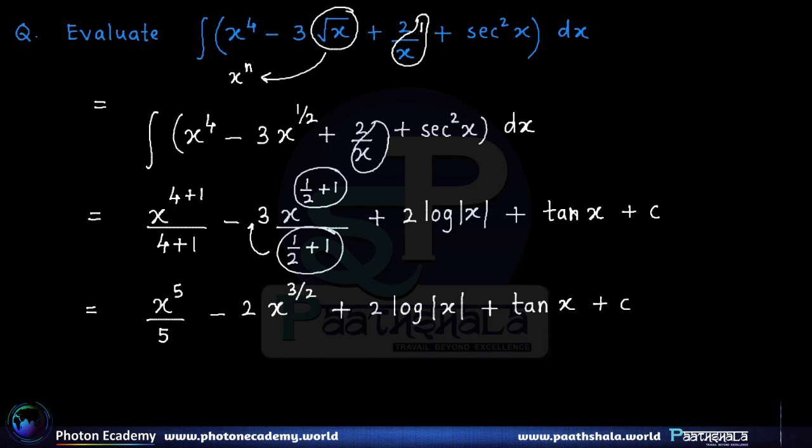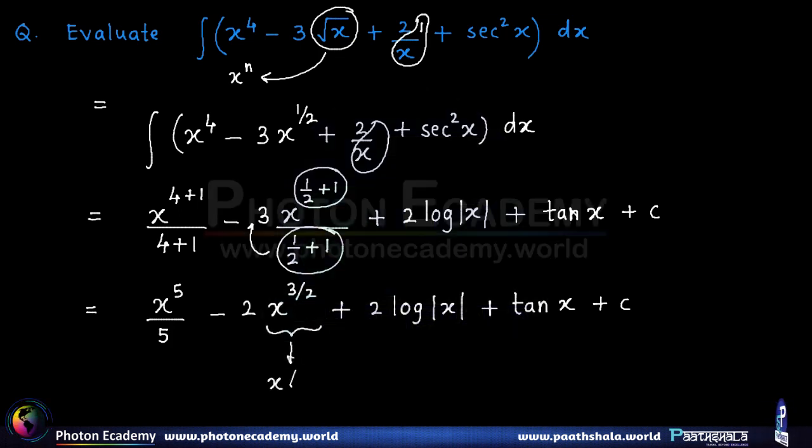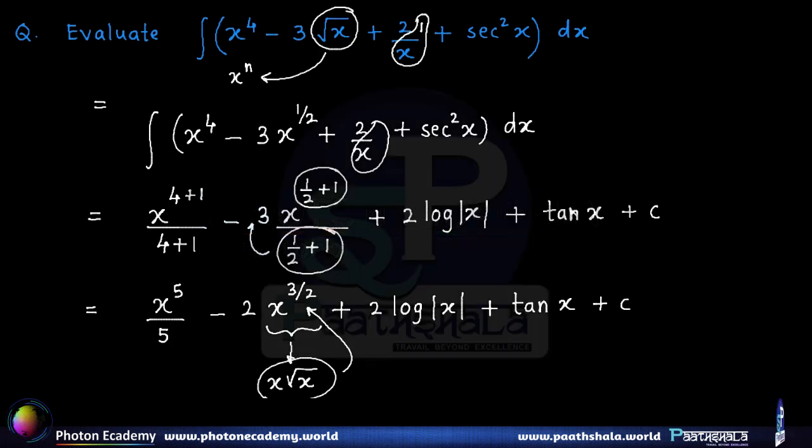Right. Now just keep in mind that this x raised to 3 by 2 can also be written as x root x. So just remember, many times we need to rewrite this in terms of the power. So x root x is nothing but x raised to 3 by 2. Alright. Now let's go to another question.